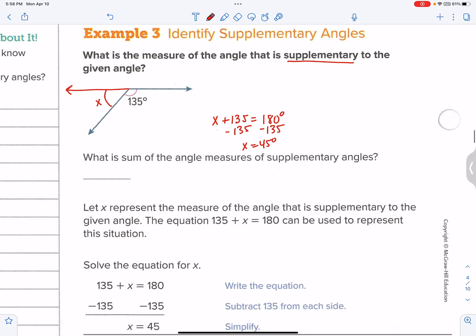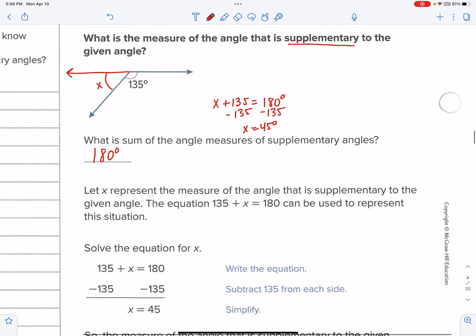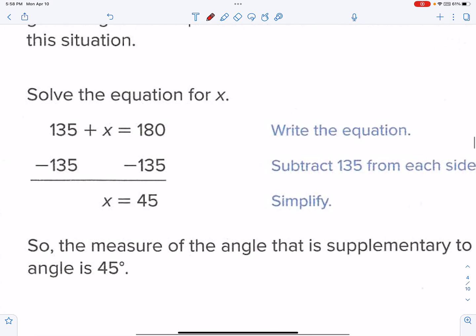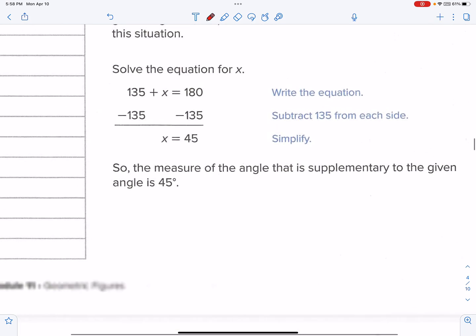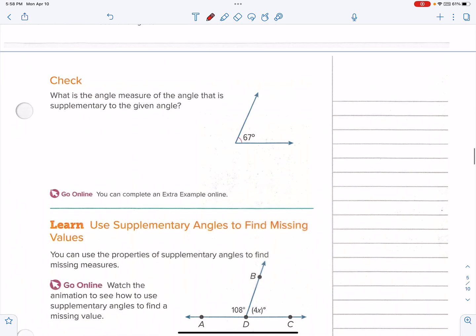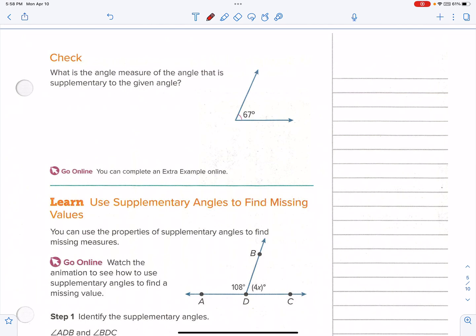Okay, and so what is the sum of the angle measures of supplementary angles? We know that's 180 degrees. They're going to break it down here for us. They're going to do the math work we just did to get our official answer. Okay, so we're just moving a little faster through here. What is the angle measure of the angle that is supplementary? So remember, supplementary means straight. Okay, so let's extend a straight line here.